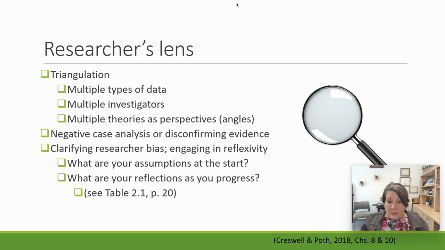Looking at your own assumptions as a research team, and then considering your reflections as you are moving through the process, is super helpful. This is, again, where your audit trail can come in. You can go into your audit trail and note down a date and say, on today's date, we reflected on our process and realized that we were making an assumption that we hadn't realized that we had at the beginning. Just making notes of those things as you go on can be super helpful. So again, researcher's lens: triangulation, multiple types of data, multiple investigators, multiple theories, having a negative case analysis, and clarifying your own bias. That's the researcher.